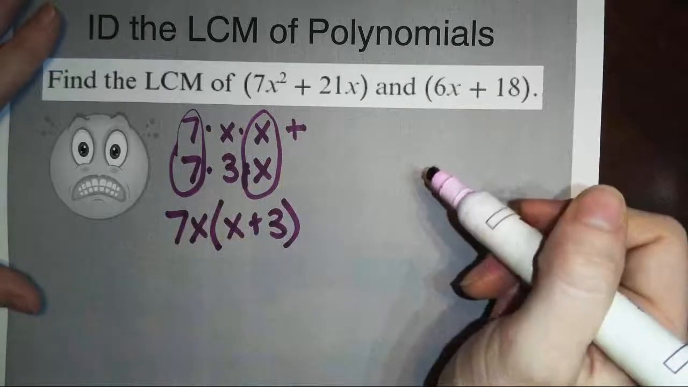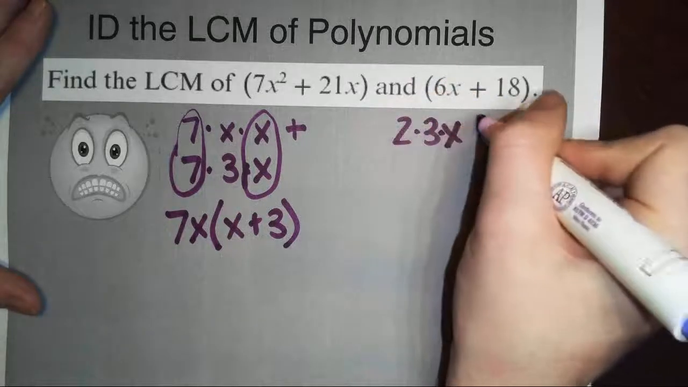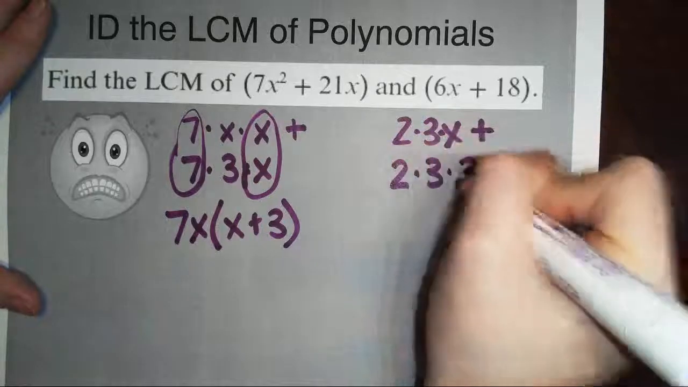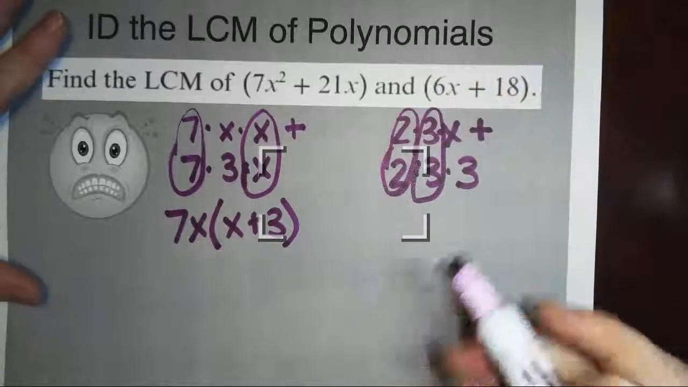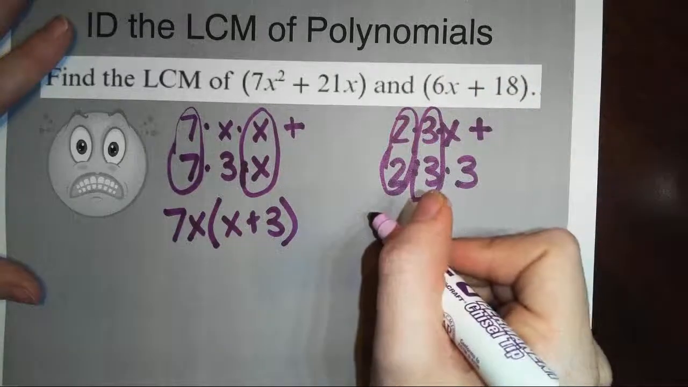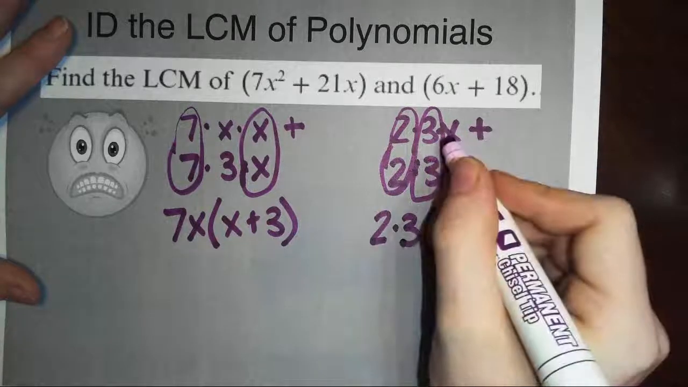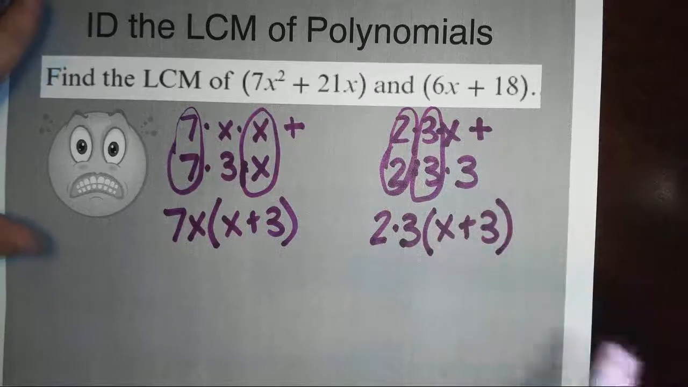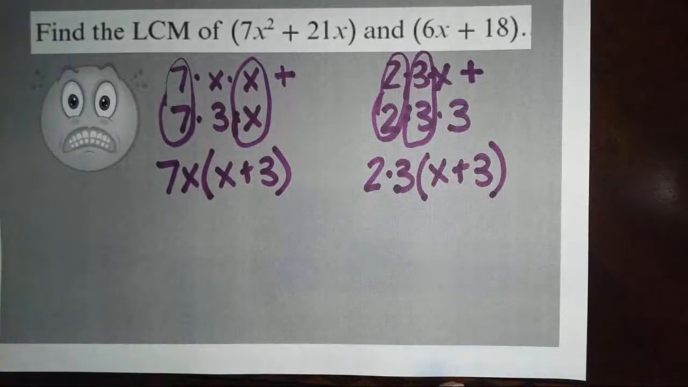For 6x plus 18, 6x would be 2 times 3 times x, and 18 would be 2 times 3 times 3. They have a 2 and a 3 in common, so their greatest common factor would be 2 times 3, and in parentheses we'd have x plus 3. Now that we've factored out each polynomial, we're going to look at all the factors of the polynomial, and we're going to find the least common multiple.